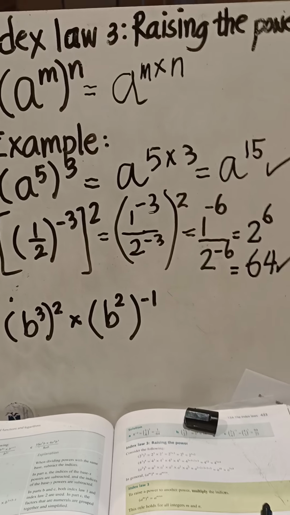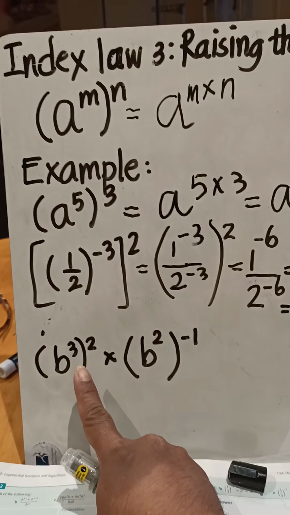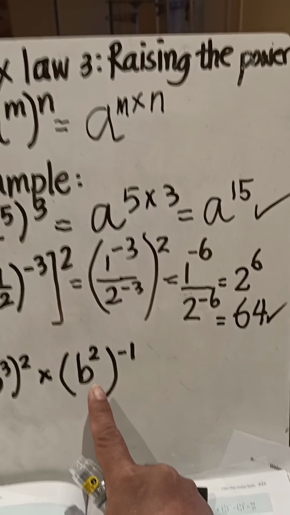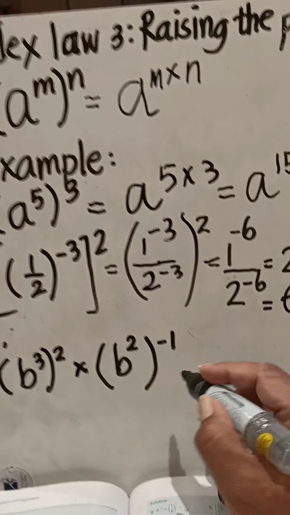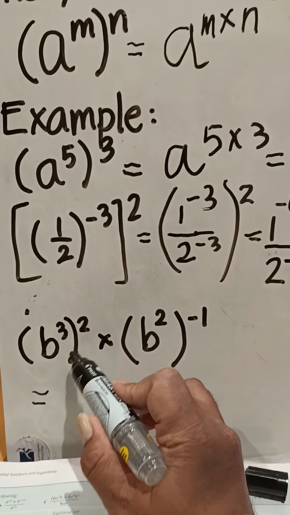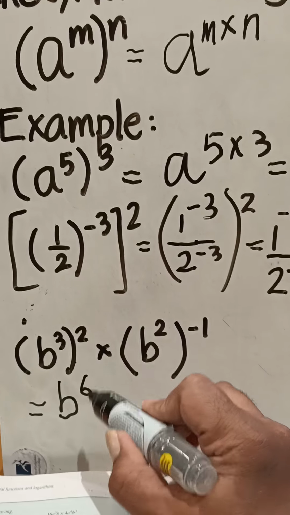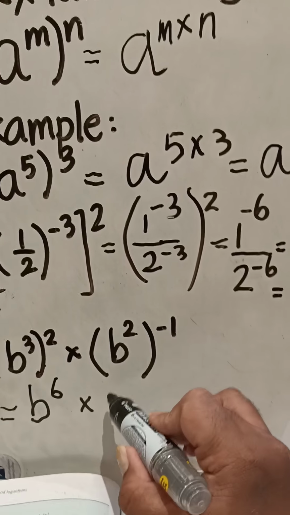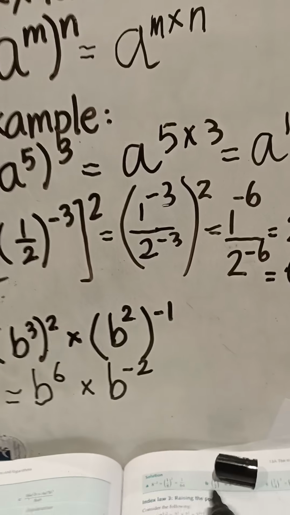Okay, the third problem involving variable b. So b cubed quantity raised to the power 2 multiplied by base b squared quantity raised to the power negative 1. So what you do is simplify first. So just put it here. So b cubed quantity raised to the power 2 would be b to the power 6 multiplied by b squared to the negative 1. 2 times negative 1 is b to the negative 2.